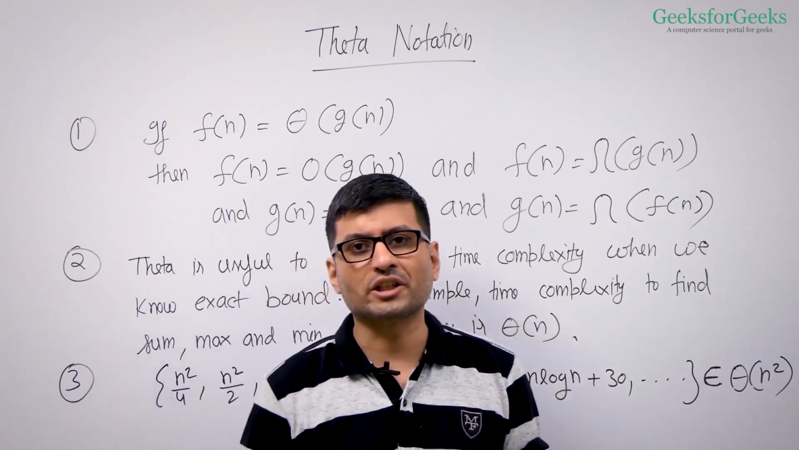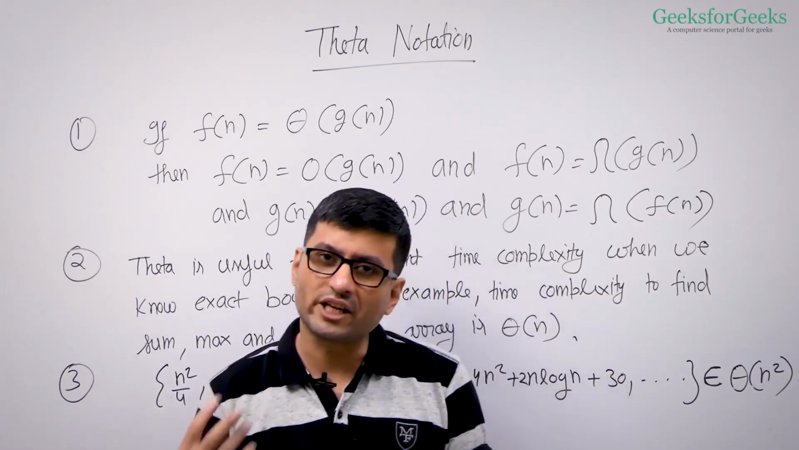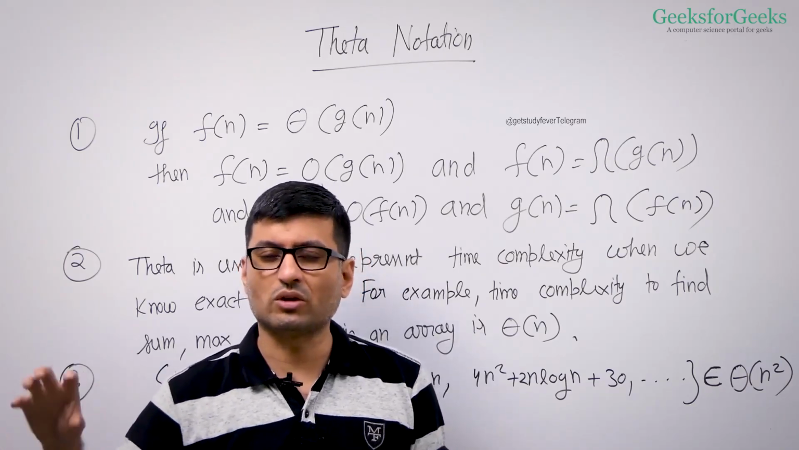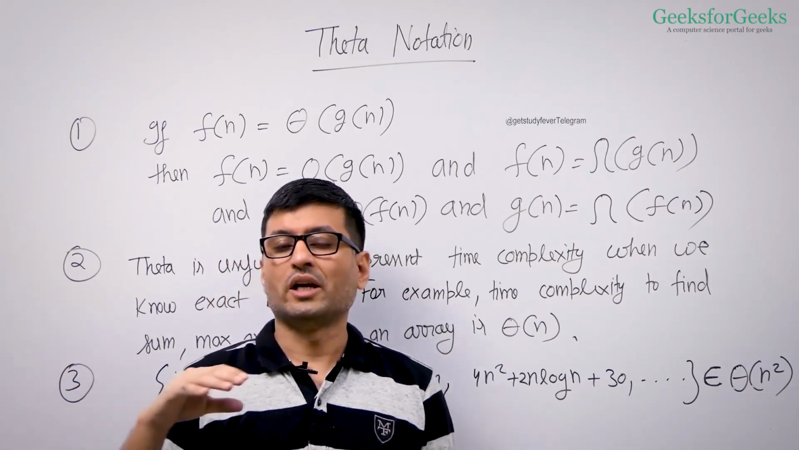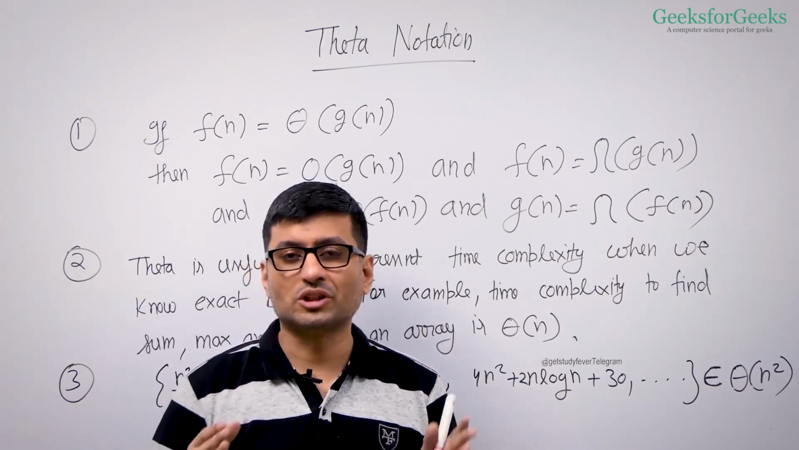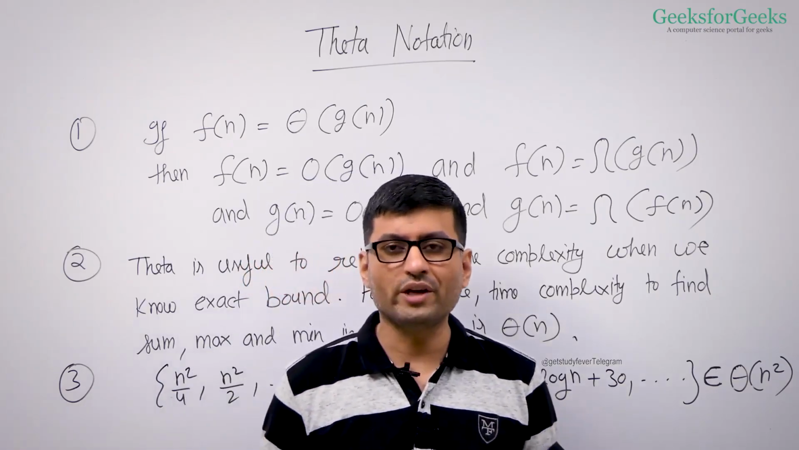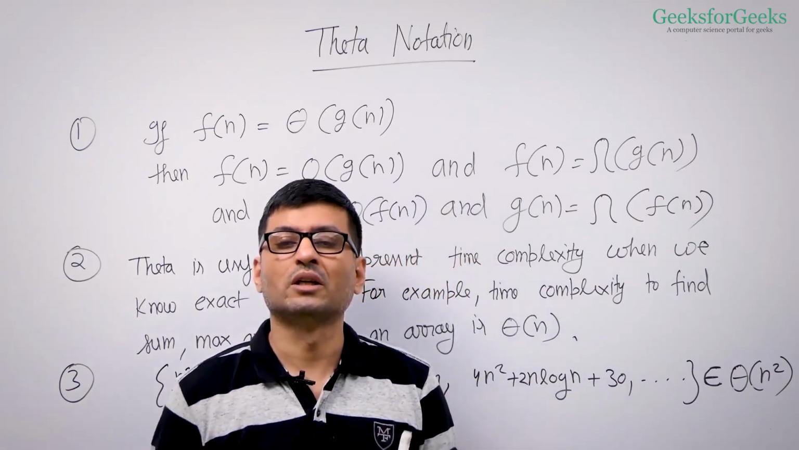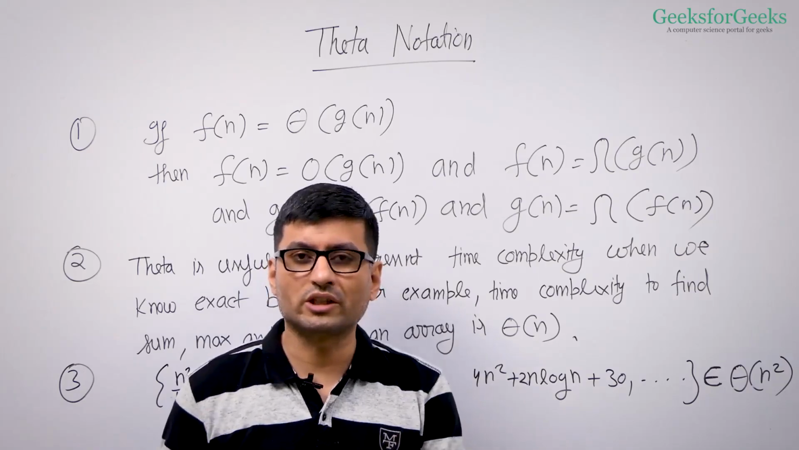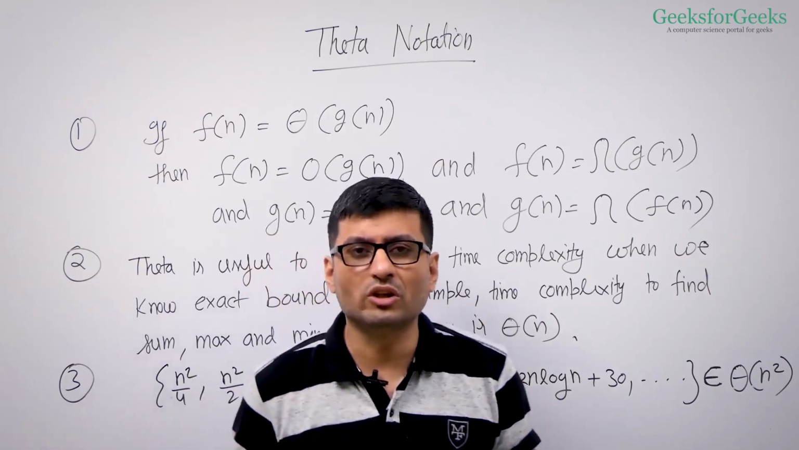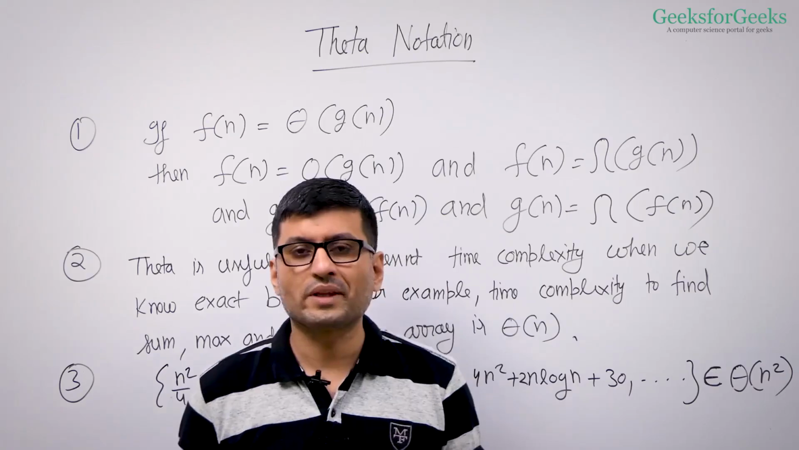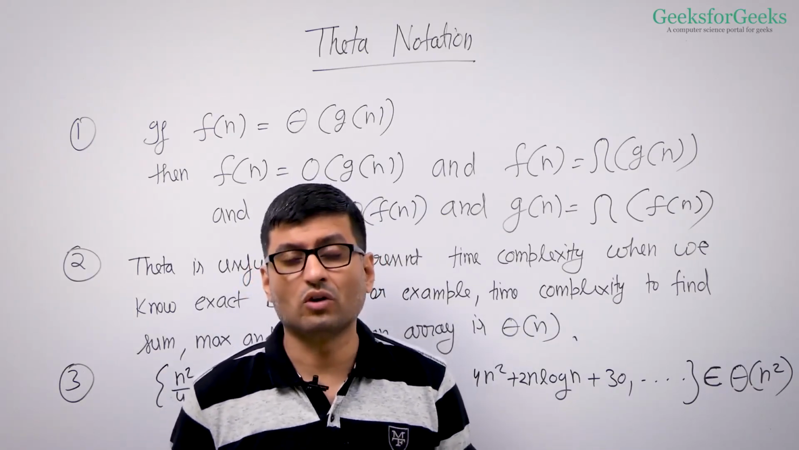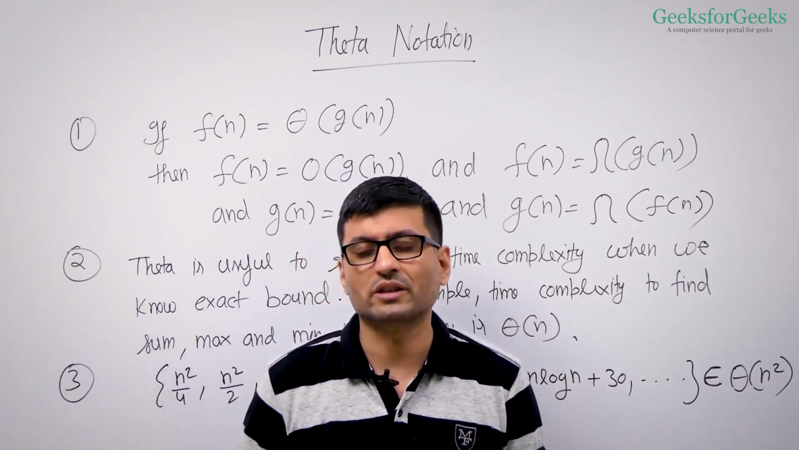But this theta notation gives you more information. It tells you the exact bound, that in the worst case, it's going to be n square. The exact order of growth is n square. And in the average case, the order of growth is going to be n log n. So a good, more informative way to represent the time complexity of quicksort is: worst case time complexity of quicksort is theta n square, because we know the exact order of growth in the worst case. And average case time complexity of quicksort is n log n, or best case time complexity of quicksort is n log n.